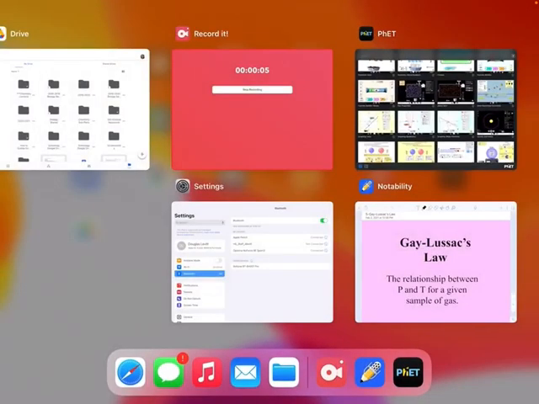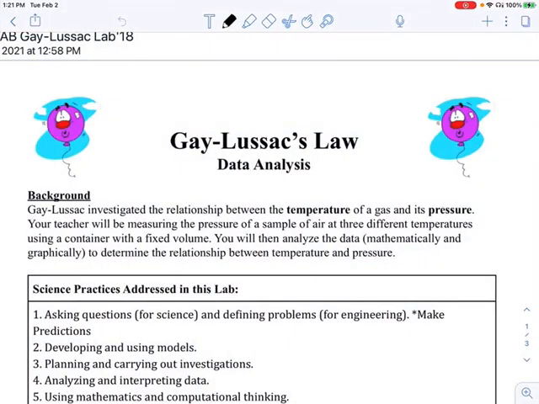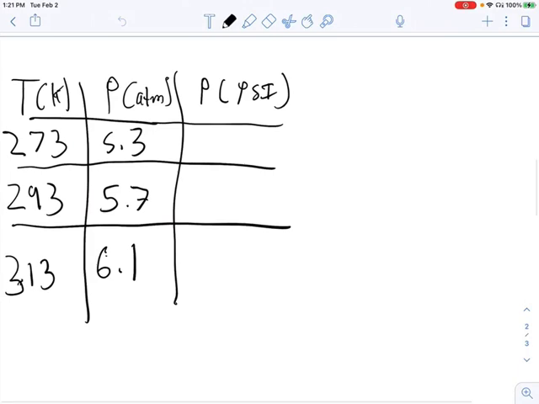And what I'd like to do now is go over this table in this little activity here, the Gay-Lussac's law data analysis. So this is the data that we recorded for that little simulation. Notice that I have my temperature in Kelvin over here, my pressure in atmospheres here. But I want to convert that to PSIs. And to convert to PSIs, I will tell you that 1 atmosphere equals 14.7 pounds per square inch. So that's our conversion factor.